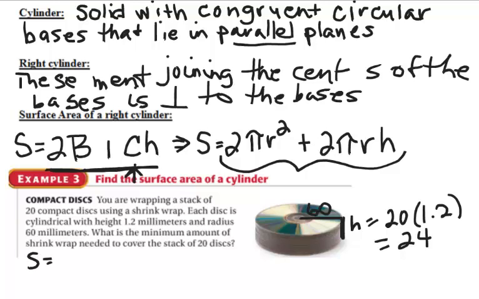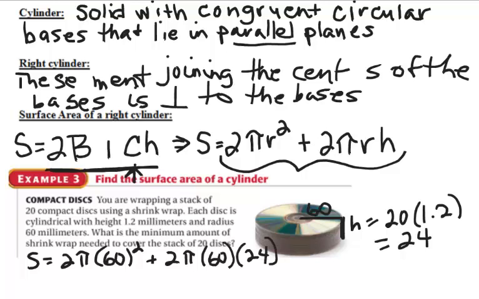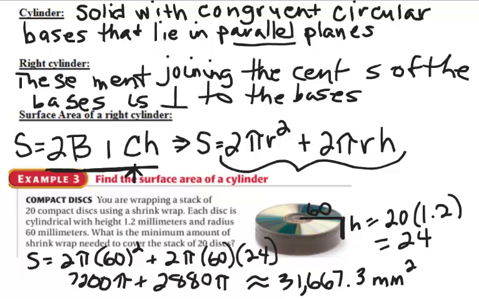My surface area is going to be 2 pi times the radius, 60 squared, plus 2 pi times the radius, which is 60, times the height, 24. So we're going to multiply these and then add them together. If we want to do this in terms of pi, I first did this in terms of pi. I got 7,200 pi on the first term. I'm going to add to that 2,880 pi.